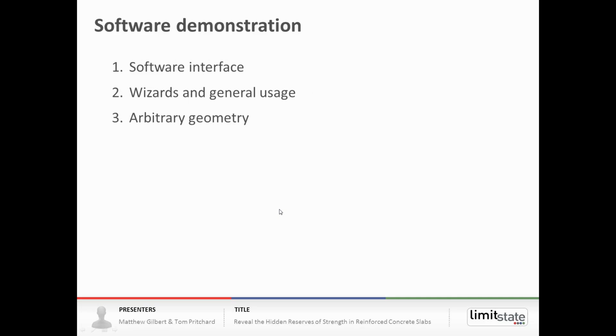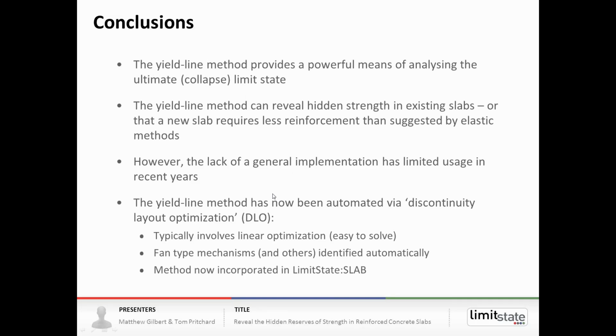So, come through some of the conclusions. What you've seen is that the yield line method is capable of providing a powerful means of analysing the ultimate collapse limit state, and it can reveal hidden strength in existing slabs, or that potentially a new slab requires less reinforcement than suggested by elastic design methods. However, one of the things it's been suffering from previously is the lack of a general implementation, which has limited its usage in recent years.